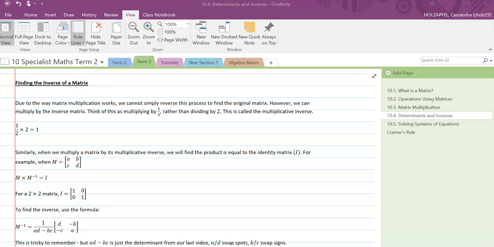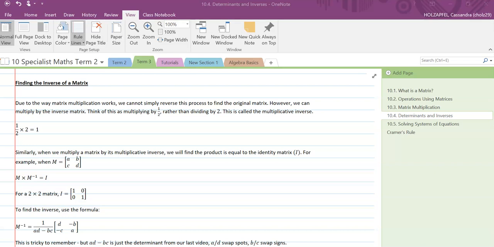So there's a special formula that we can use, and this is a little bit of a tricky formula. The inverse of the matrix is going to be equal to 1 over the determinant multiplied by D, negative B, negative C, A. And I know this is a tricky formula to try and remember, but it's really not that bad. Think of it as 1 over the determinant multiplied by our matrix. With this matrix, A and D have swapped spots, B and C have swapped signs. That is my little trick to help you remember this formula: A and D swap spots, B and C swap signs.